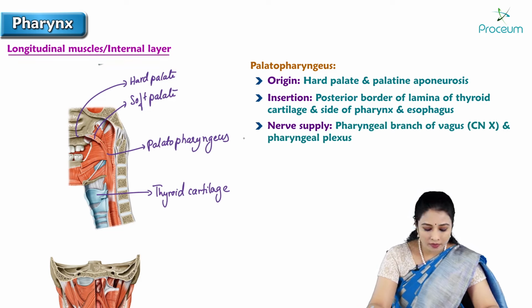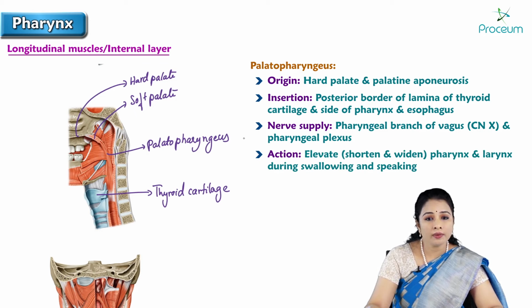Nerve supply of this palatopharyngeus, it is supplied by pharyngeal branch of vagus, that is the 10th cranial nerve, which forms the pharyngeal plexus. Action of this one is to elevate, that is shorten and widen pharynx and larynx during swallowing and speaking.